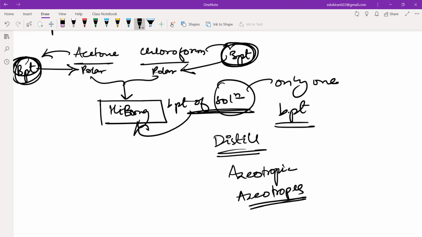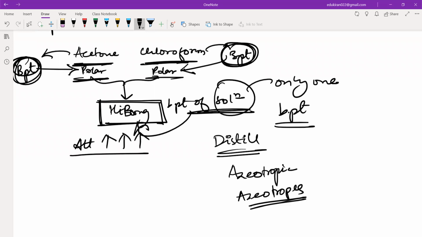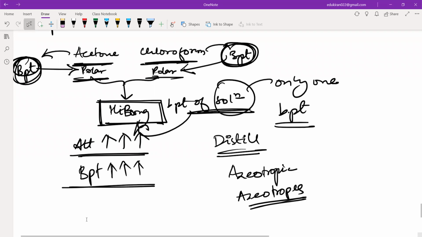So here we have two different types of azeotropes. Let's see this case, we have acetone and chloroform. We had polar, and now hydrogen bonding is present. So obviously attraction is increased. If the attraction is increased, that means it will require more temperature to boil off. That is why the boiling point will be higher. And if the boiling point is higher, it is known as maximum boiling azeotrope. Okay.